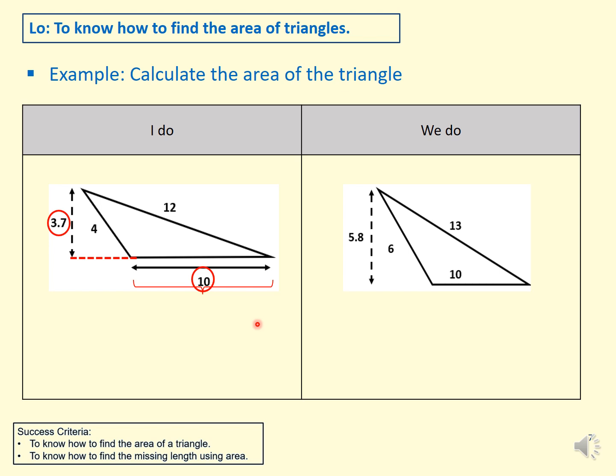Go back to the formula. Base, which is 10, times perpendicular height, which is 3.7, then half it. So 10 times 3.7 is 37, then half of 37 is 18.5. If you don't know how to half it, do the division. Do 37 divided by 2 using the short division. Then your answer is going to be 18.5 centimetres squared. Pause the video, have a go at the do question.